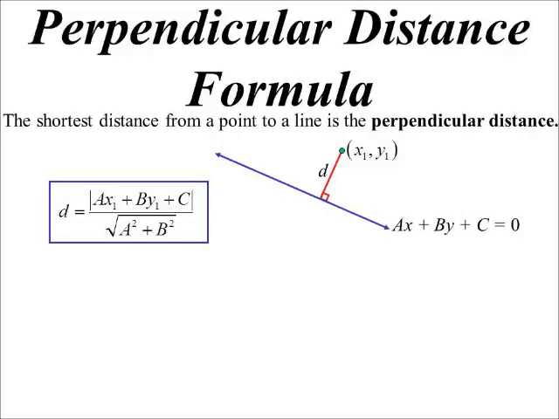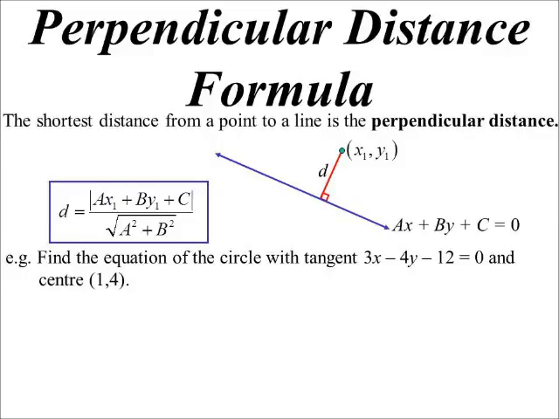It basically is the equation of the line in general form, but we substitute in the point x1, y1, and on the bottom is Pythagoras' theorem, the square root of a squared plus b squared. So they're the coefficients of the x and the y.